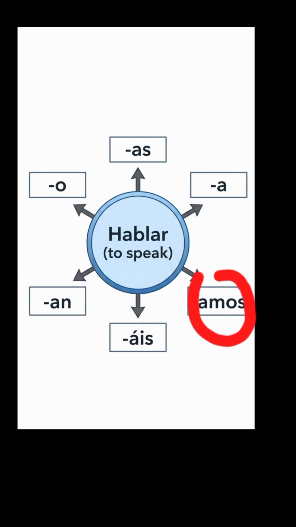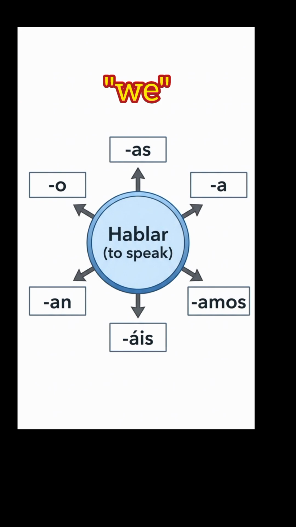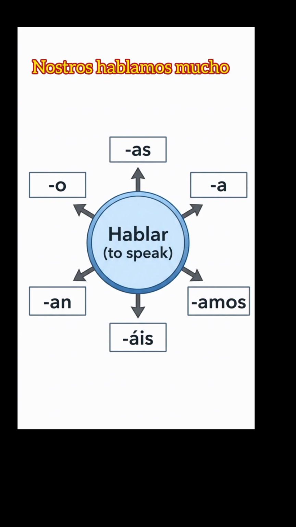So the next suffix is amos. We apply the same formula. You remove your AR, then add amos to give us hablamos. So we use hablamos whenever we are referring to we. Example: nosotros hablamos mucho, which means we speak a lot.